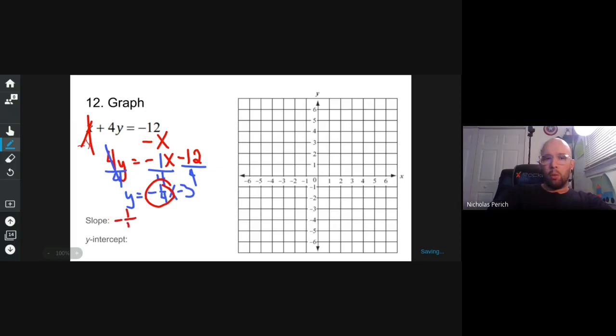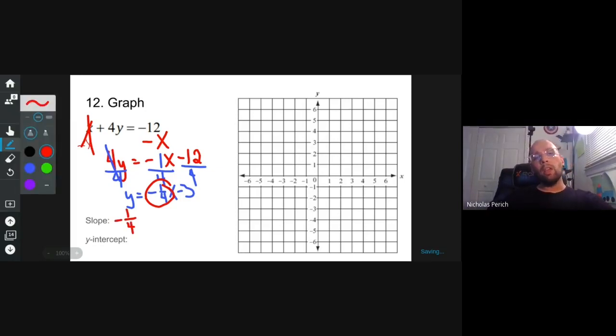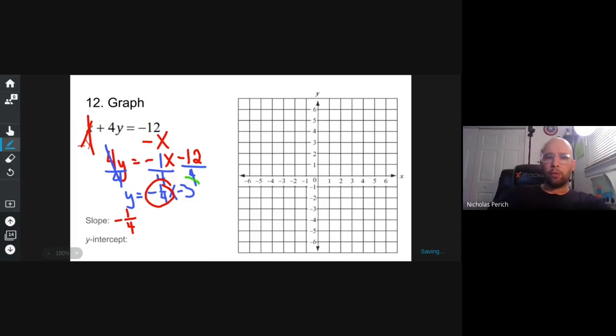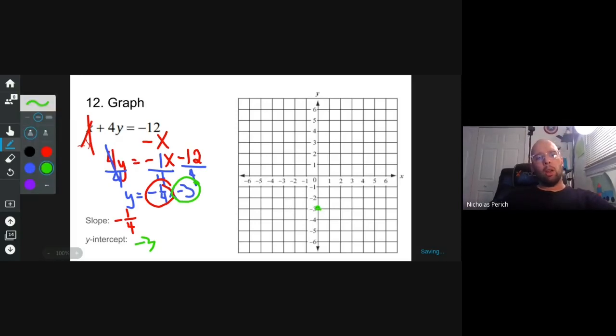Is y all by itself? Yep. So the number in front of x is my slope, negative 1 over 4. And the number floating around all by itself, negative 3, is my y-intercept. So let me go to my y-axis. There it is. Put a dot on negative 3. There you have it. And my slope is negative 1 over 4.